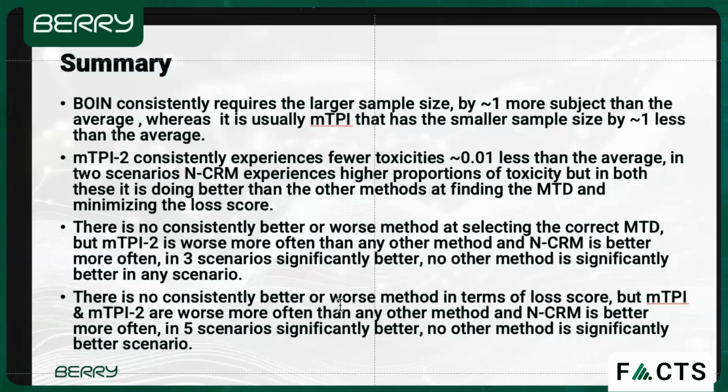And there's no consistently better or worse method in terms of loss score, but MTPI and MTPI2 are worse more often than any other method, and NCRM is better more often, and in five scenarios, significantly better.